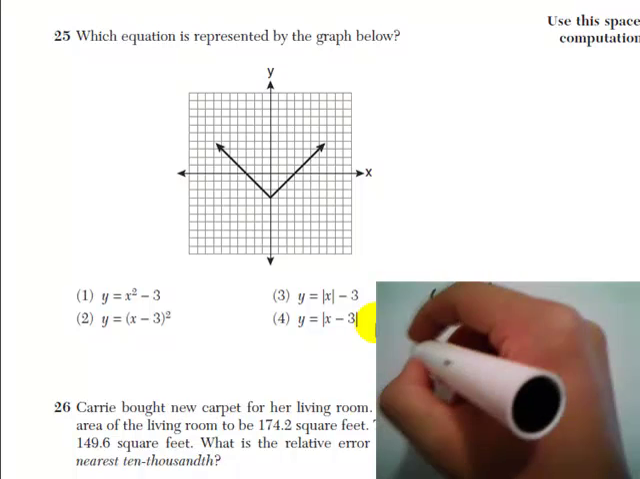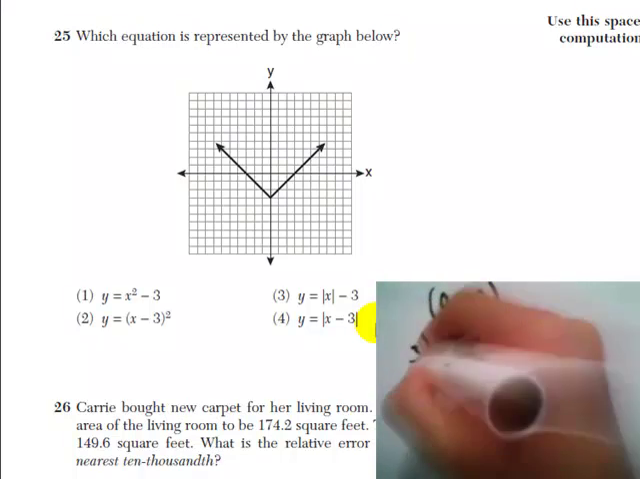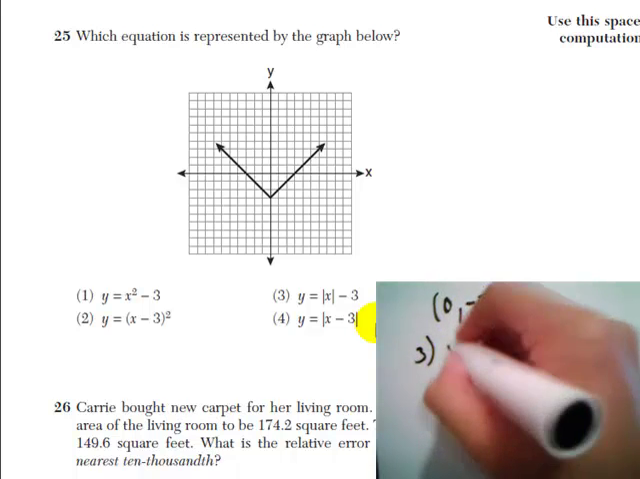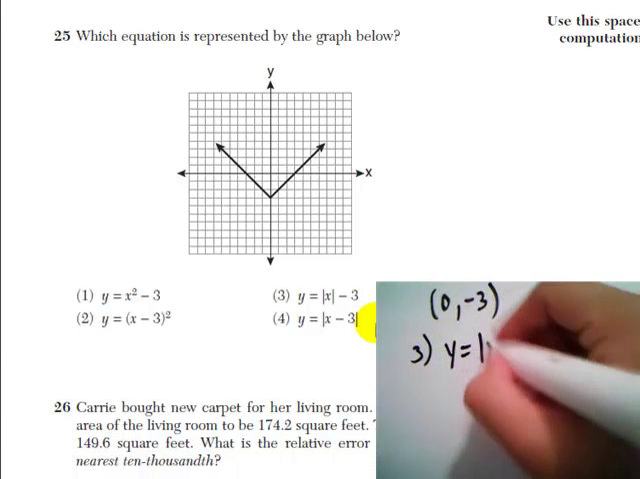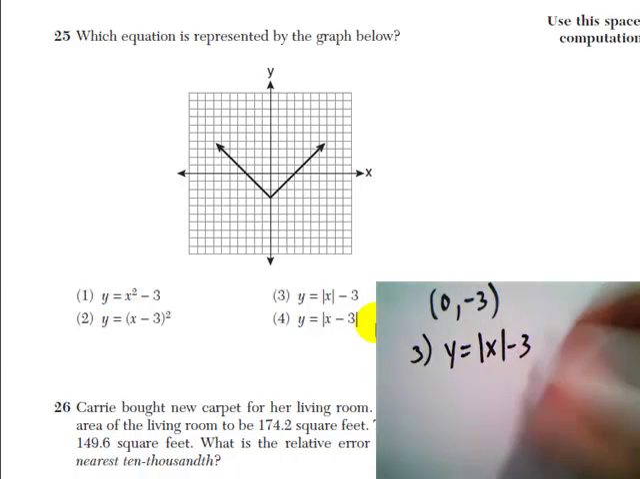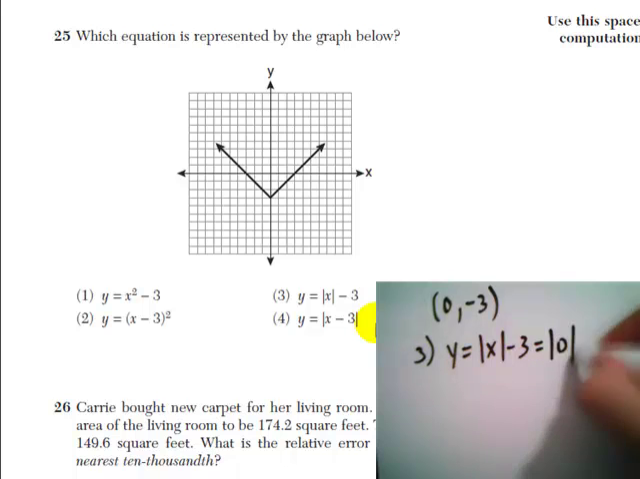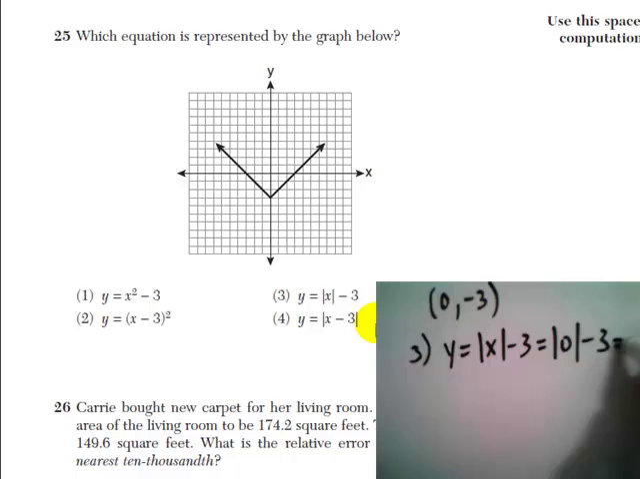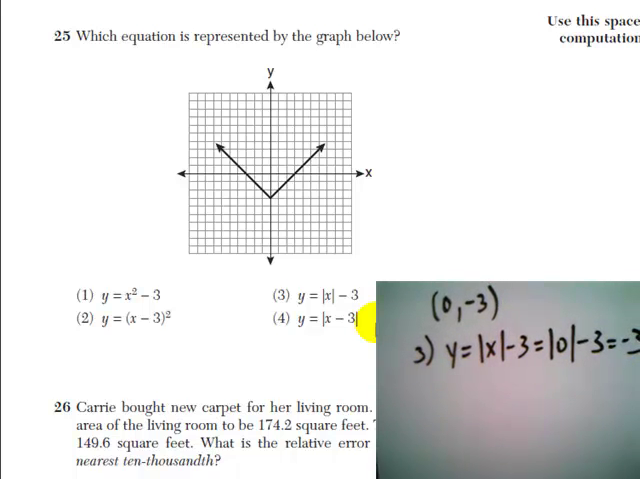So for answer choice 3, we have y equals the absolute value of x minus 3. So we're going to plug in 0 for x. So that's the absolute value of 0 minus 3. Now, the absolute value of 0 is just 0, minus 3. Well, that gives us -3. So right there, we have our answer.